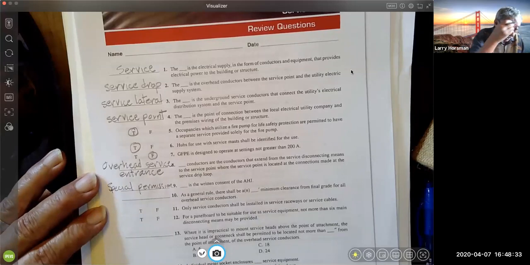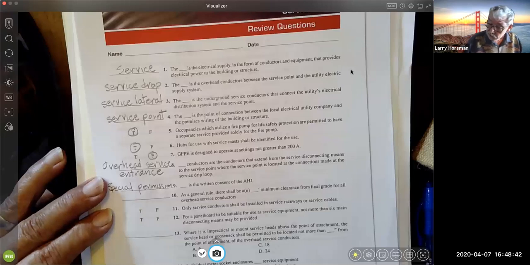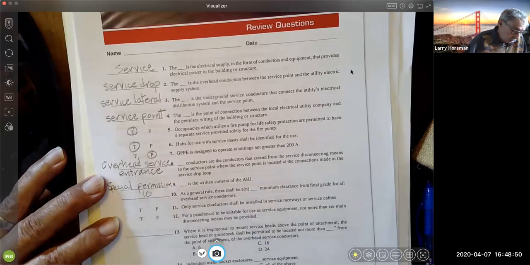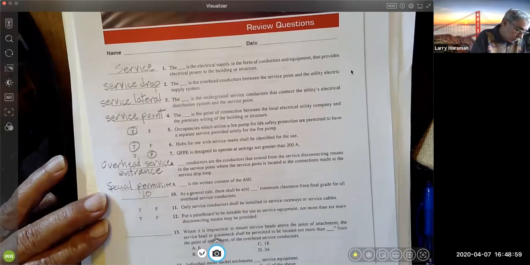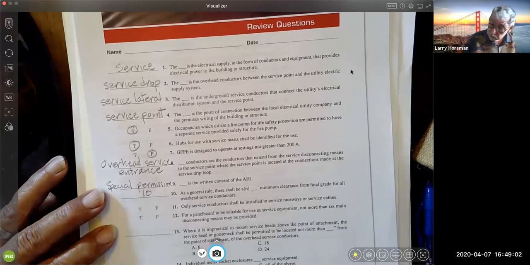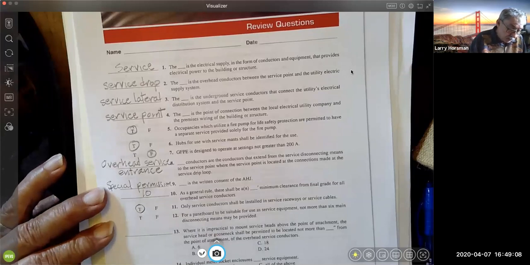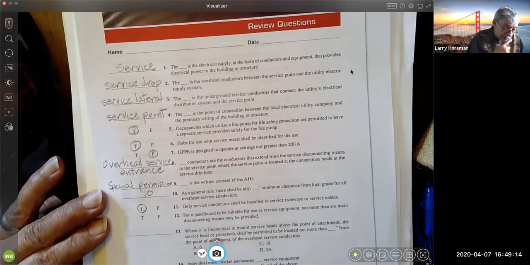10. As a general rule, there shall be how many feet minimum clearance from final grade for all overhead service conductors? That would be 10 feet. Number 11, only service conductors shall be installed in service raceways or service cables. That's true. 12, for a panel board to be suitable for use as service equipment, not more than 6 main disconnecting means may be provided. True.